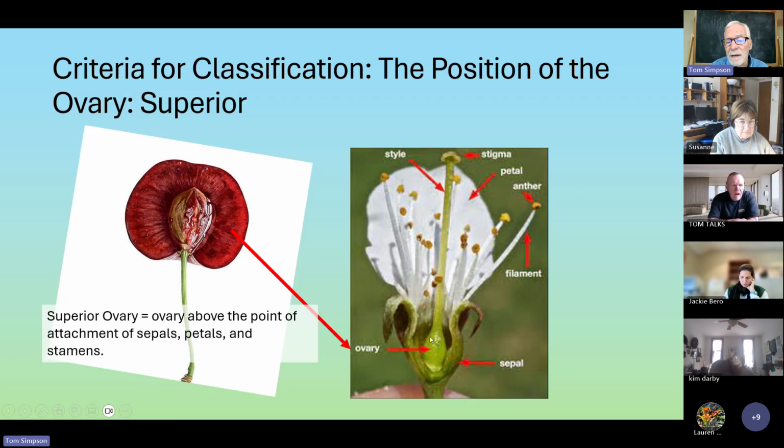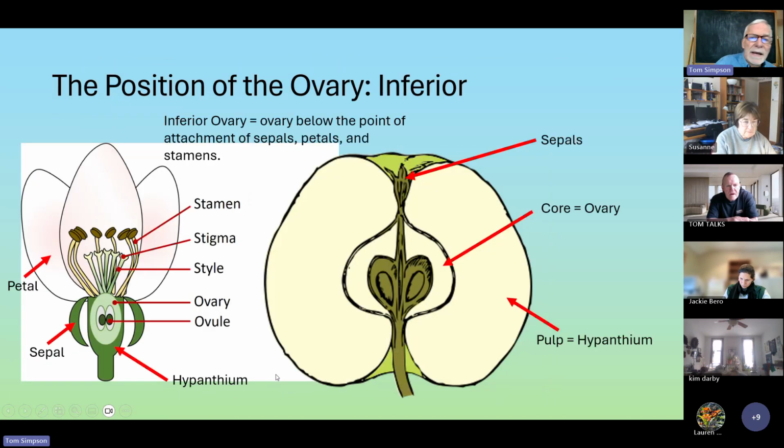So this is a flower with a superior ovary, and this is the fruit of the flower of a superior ovary. If there were any of the calyx or sepals left, they would be here on the stem end, because the sepals, stamen, and petals would all join right here. This is just the developed ovary of the flower. And in the other case, this is an inferior ovary.